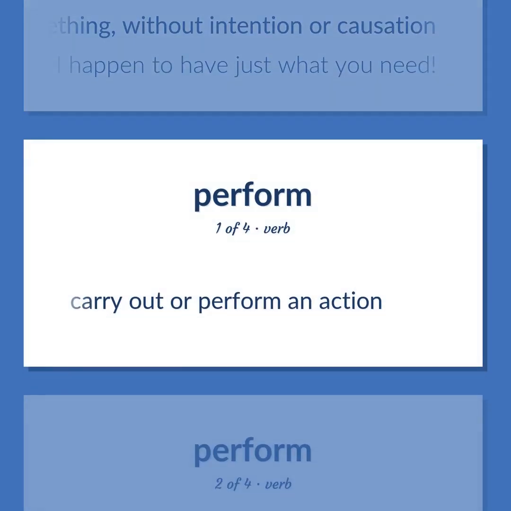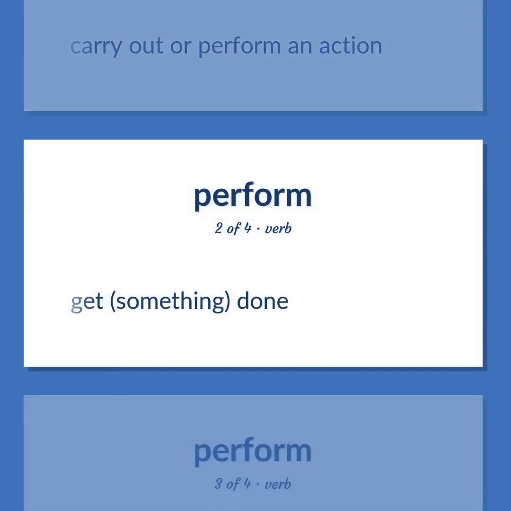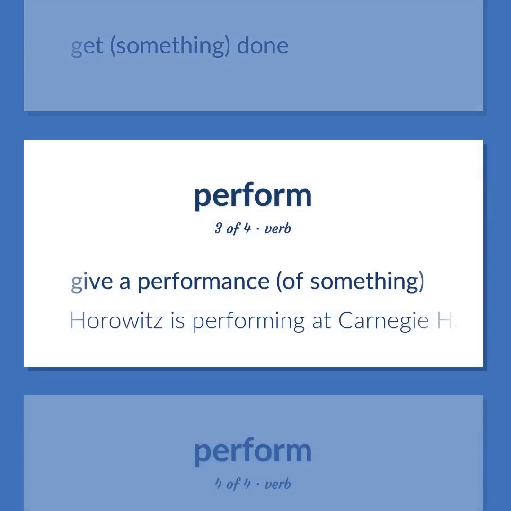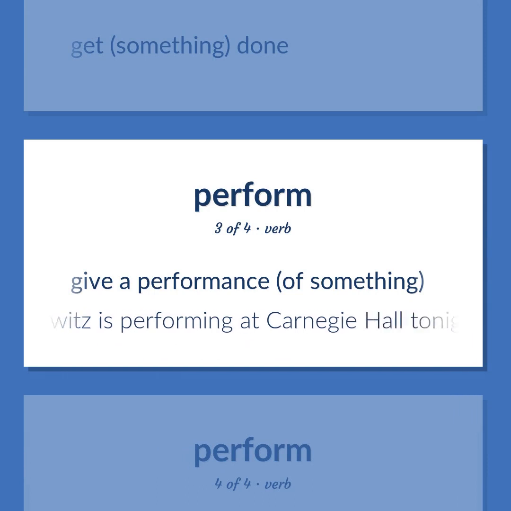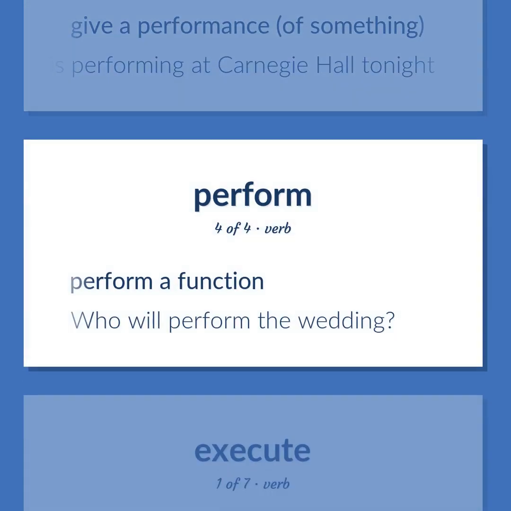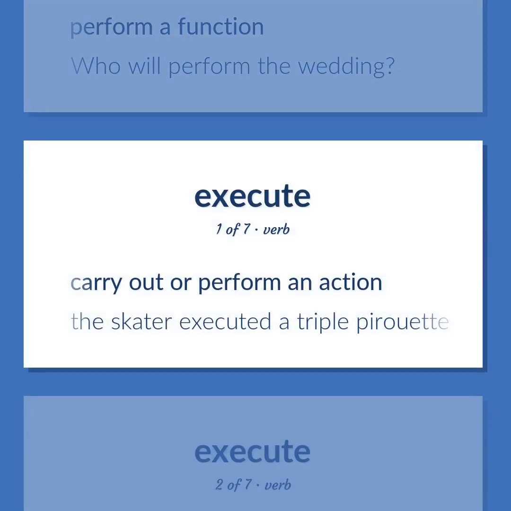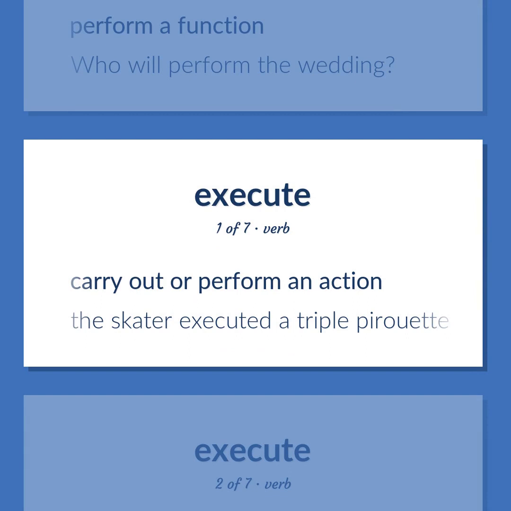Carry out or perform an action. Get something done. Give a performance of something. Horowitz is performing at Carnegie Hall tonight. Perform a function. Who will perform the wedding? Carry out or perform an action. The skater executed a triple pirouette.